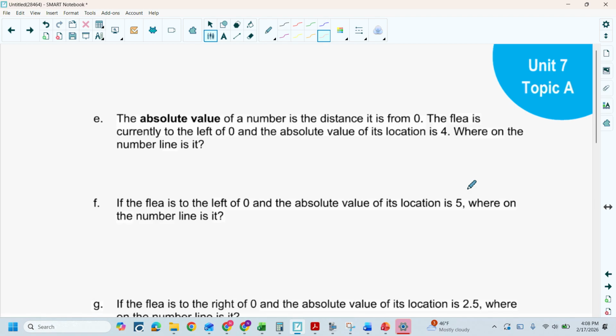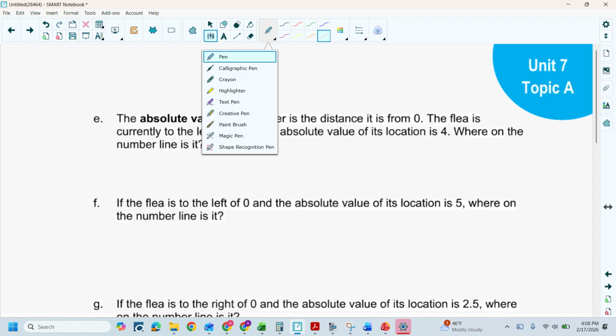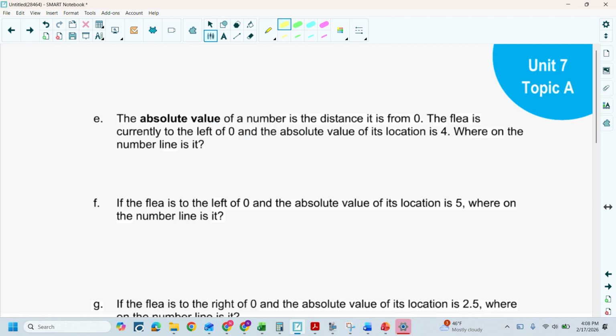Okay, now this is the key. I already said that this was what it is, but here's the formal definition. So the absolute value of a number is the distance from 0. And so that means it's always positive.